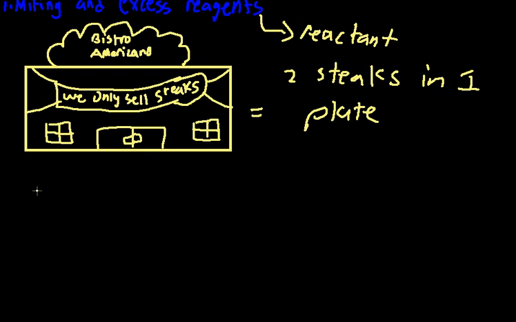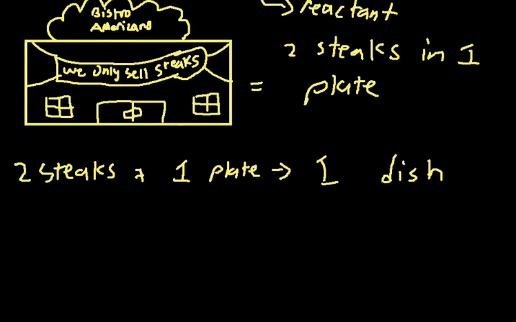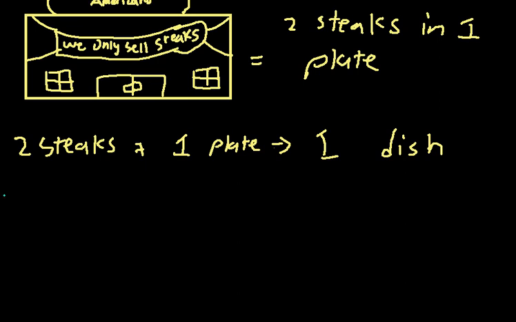So what we're going to do is write a chemical equation here. 2 steaks plus 1 plate is equal to 1 dish. Basically, a dish is equal to 2 steaks and a plate. Now if I erase this equal sign and replace it with an arrow, we now see that we have a chemical formula. Although it's a real life chemical formula, not made up of elements, it is simply made up of steaks and plates.